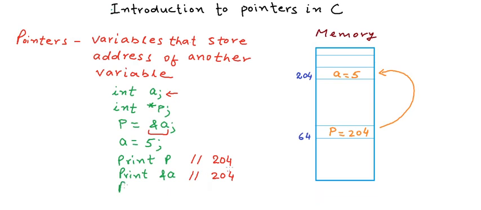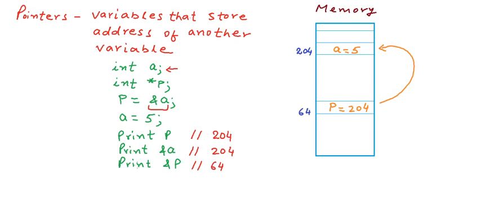What if we want to print ampersand of p? Now p is also a variable and it is also stored in the memory. So ampersand, since it gives you the address of that variable, so printing ampersand of p should give us 64, which is the address of p. Now there is one more important property of pointer. If we put an asterisk sign in front of the pointer, then it gives us the value at the location that it points to. So what will happen if we try to print star of p, asterisk of p? Well, it will give us 5.